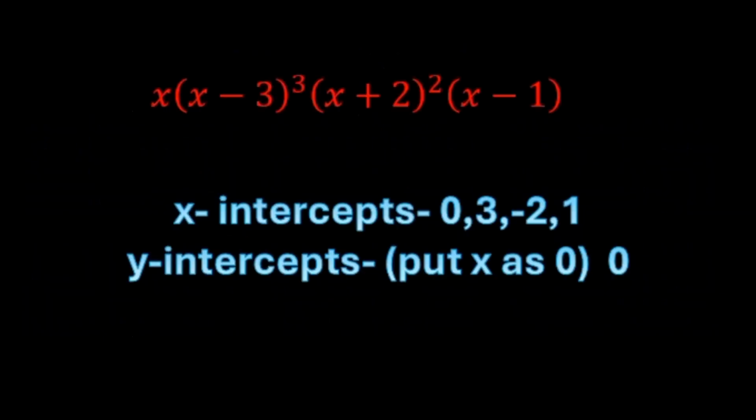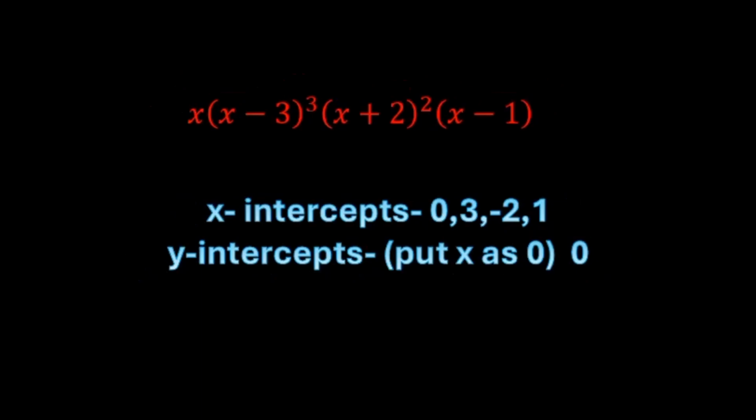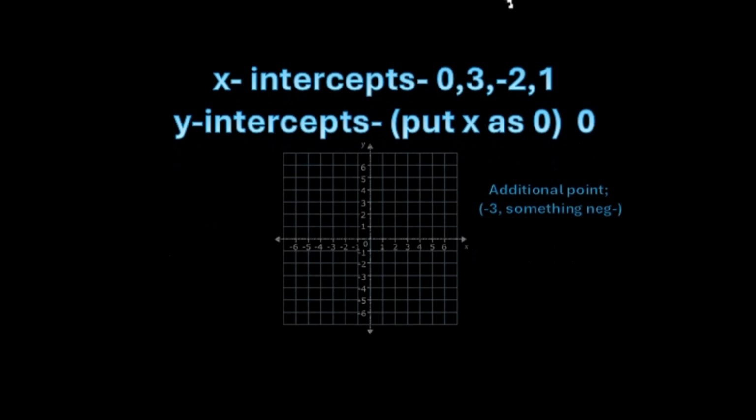Now here's an example. X times x minus 3 whole cube times x plus 2 whole square times x minus 1. The x-intercepts are 0, 3, negative 2 and 1, and the y-intercept is 0. And of course, here's the graph.